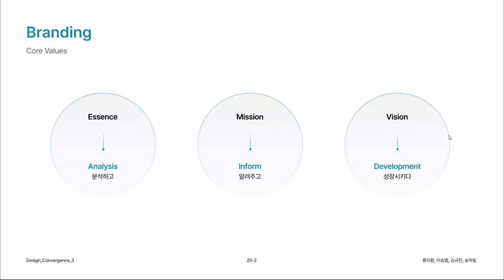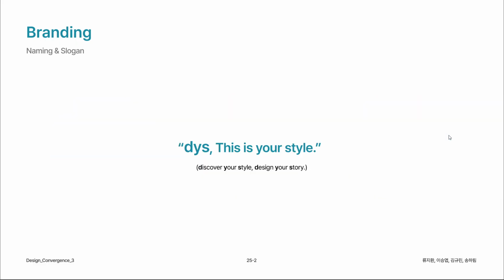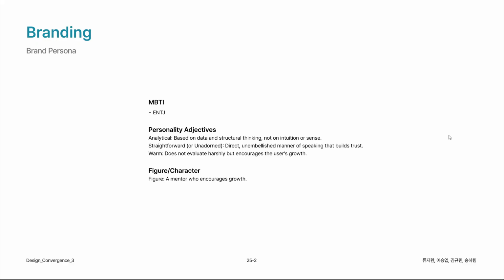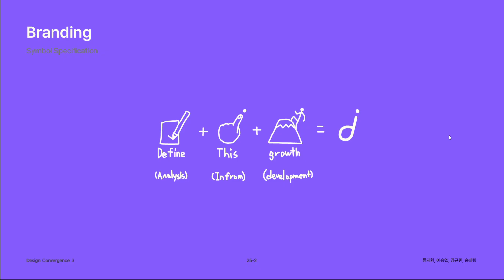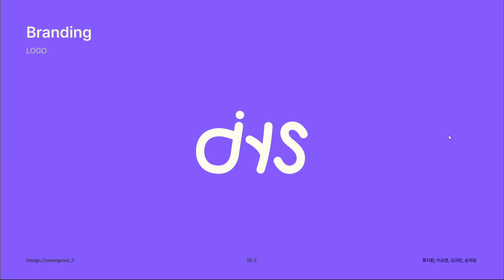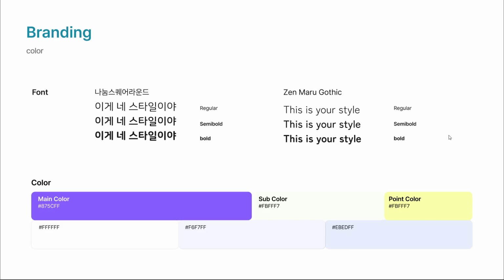Based on our 3 values: analyze, inform, and develop, we created our brand name DYS. It stands for This is Your Style, and our slogan is Discover Your Style, Design Your Story. Our brand's personality is that of a friendly mentor who encourages every designer to grow. And we visualized our 3 core values: define, inform, and growth. And after that, we made a logo like this. Here is the branding design set and the system map.